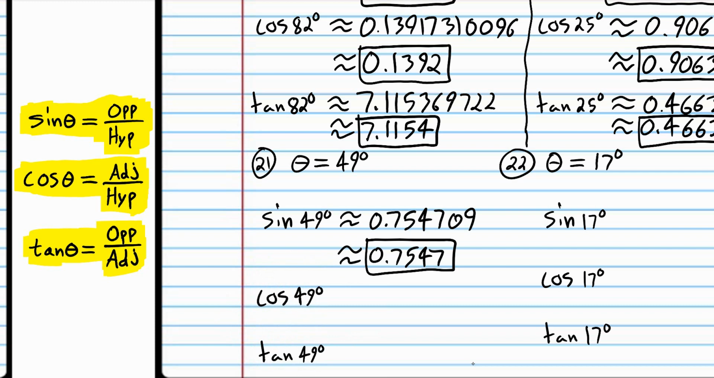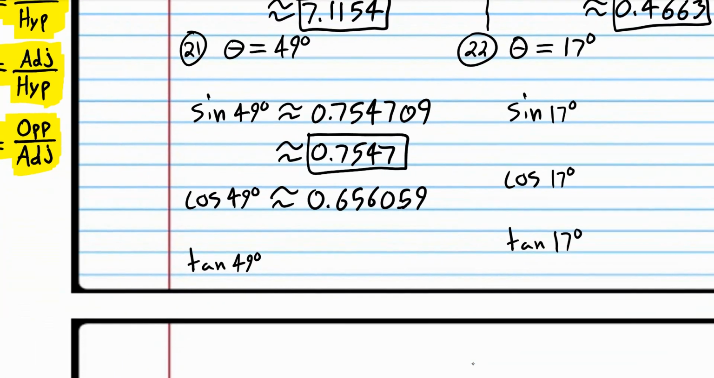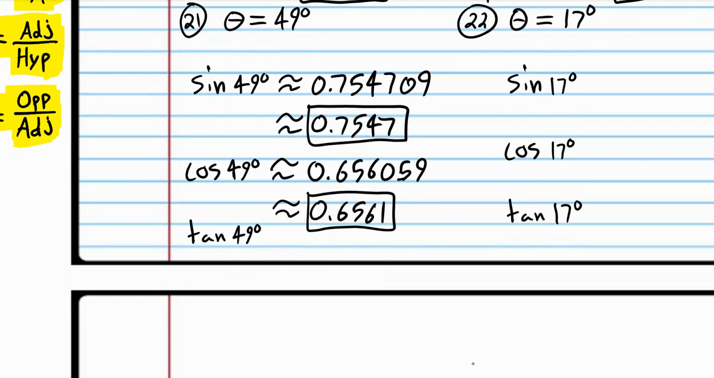All right, and now I'm going to type in 49 to my calculator and push the cosine button. And we see it's approximately 0.656159, so on and so forth. So then we're going to round off, and we get 0.6561. That 5 tells us to round the 0 up to 1, and all those other numbers go away. And then I'm going to plug in 49, push the tan button, and I'm just going to go ahead and round off because we don't have enough room here.